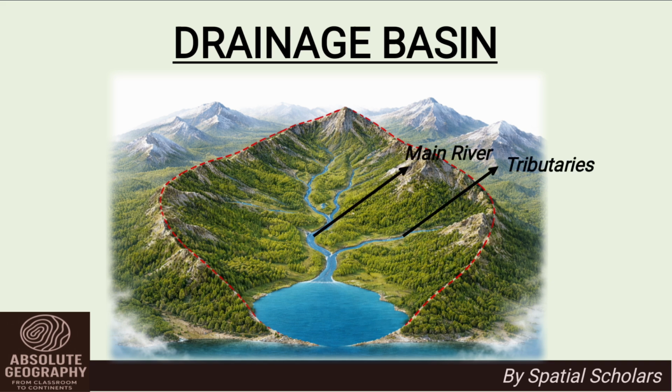A drainage basin is the entire area drained by a river and its tributaries. It includes the main river, all its tributaries, surface runoff, and the land supplying water to the river. The boundary separating two drainage basins is called a watershed or water divide. It's usually a ridge or a highland that is separating two river systems.